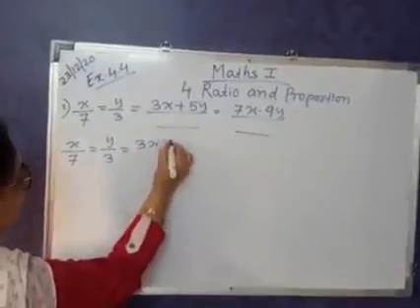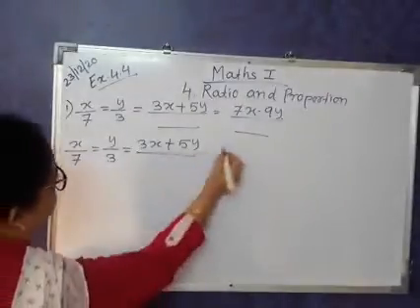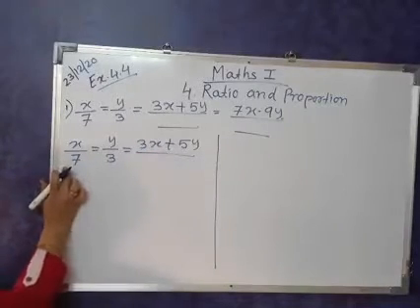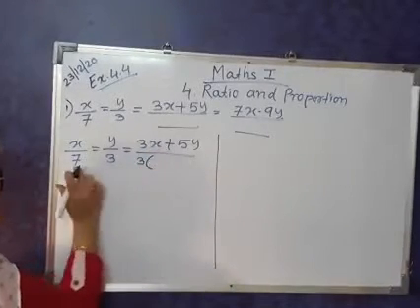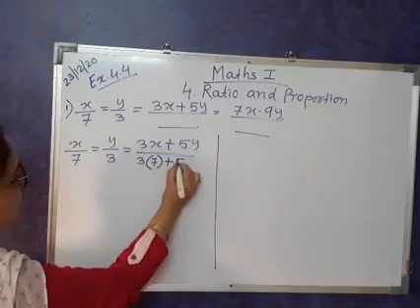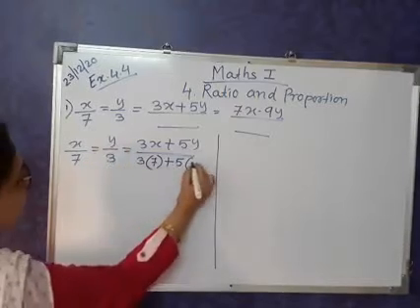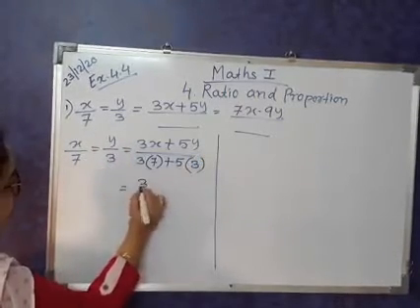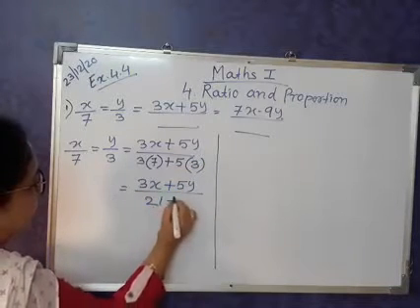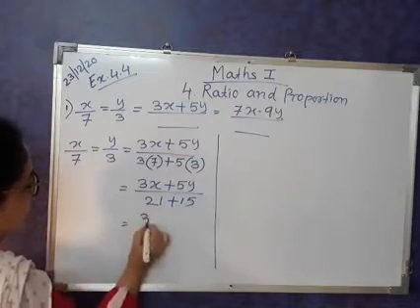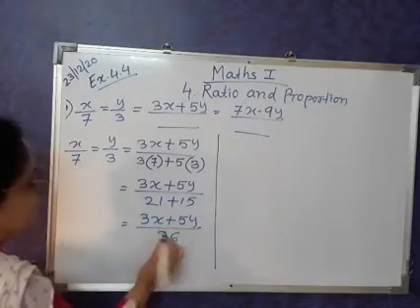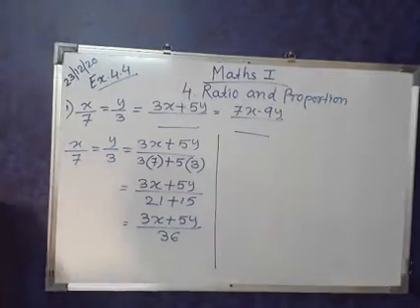So 3x plus 5y upon. Now see, 3x. So what is the denominator of the x? So with this 3 we are multiplying to this x. So x value is the 7, plus y we are multiplying with the 3. Okay. So 3x plus 5y upon 21 plus 15, that is 3x plus 5y upon 36. Clear?